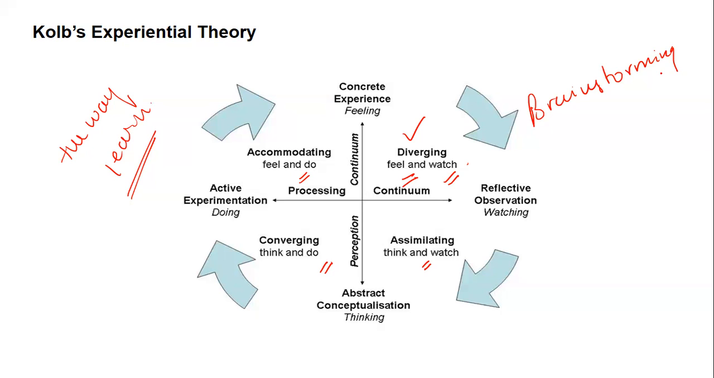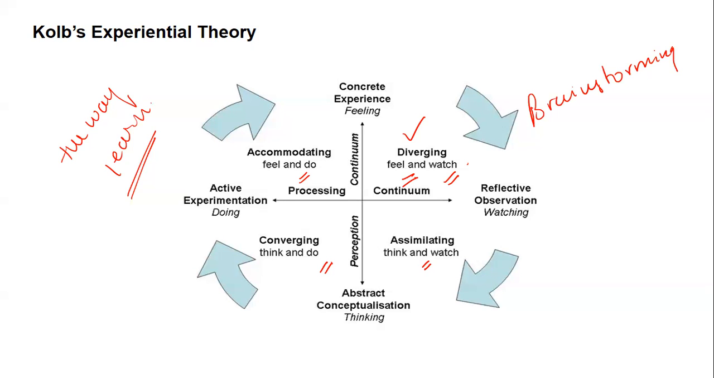When we talk about assimilating styles, which talks about thinking and watching, it takes into consideration the logical approach, the concise approach, the clear explanation. So clarity in the explanation is very important when you approach a specific thing, or when you have a way of dealing with a specific thing.